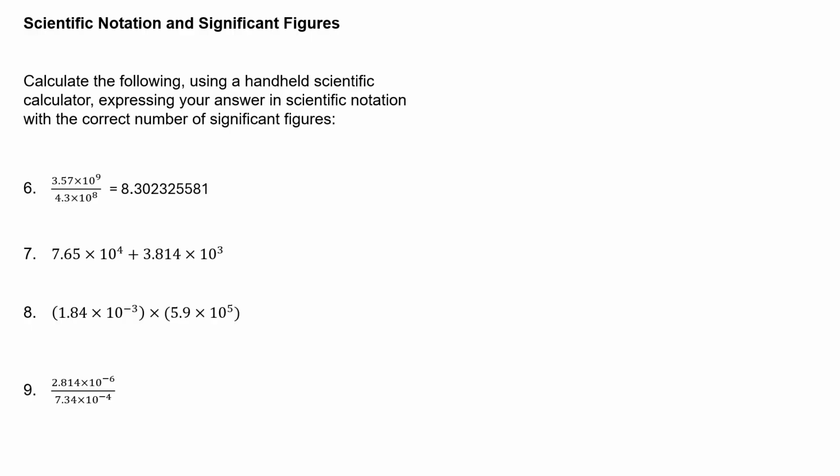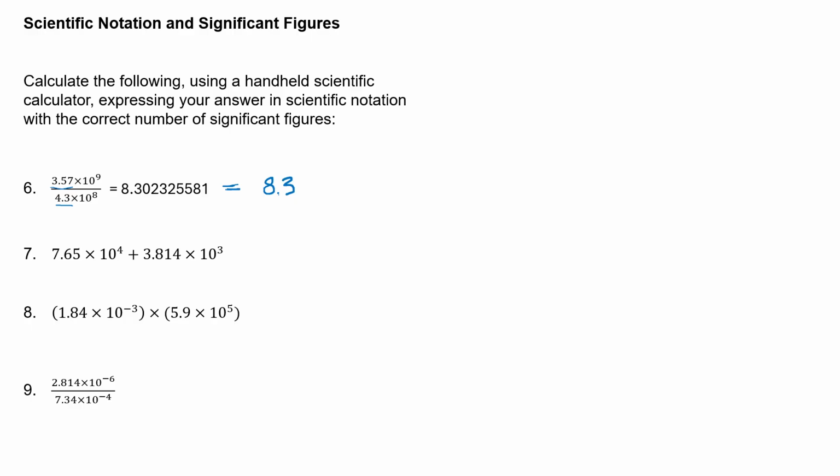So 8.3023, well, the 3.57 has 3 significant digits, the 3, the 5, and the 7. The 4.3 has 2 significant digits. You know that in scientific notation, all the digits that you're showing are going to be significant. So here we only want 2 significant digits because it's a division calculation. And so the 2 significant digits are the 8 and the 3. So we're going to have 8.3.